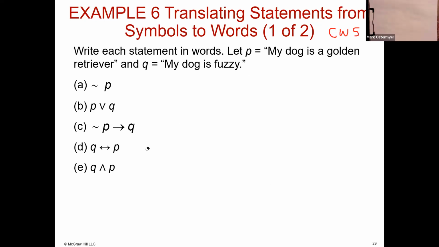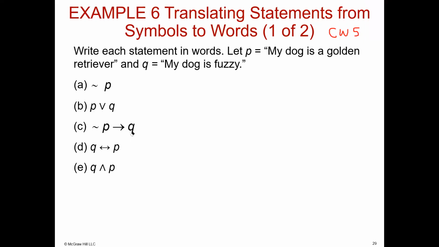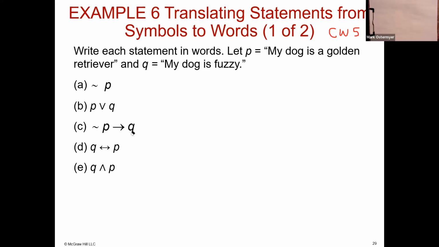So we would go back and read it as, if my dog is not a golden retriever, then my dog is fuzzy. That's right. Then my dog is fuzzy. So if my dog is not a golden retriever, then my dog is fuzzy. That's how you read it. That one-directional arrow means if then. All right, how about the bidirectional arrow?